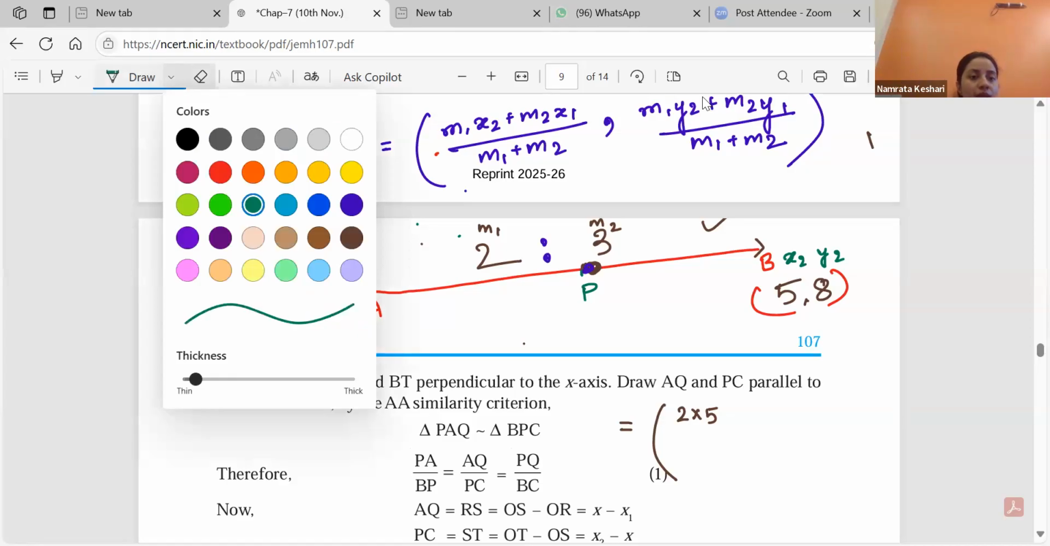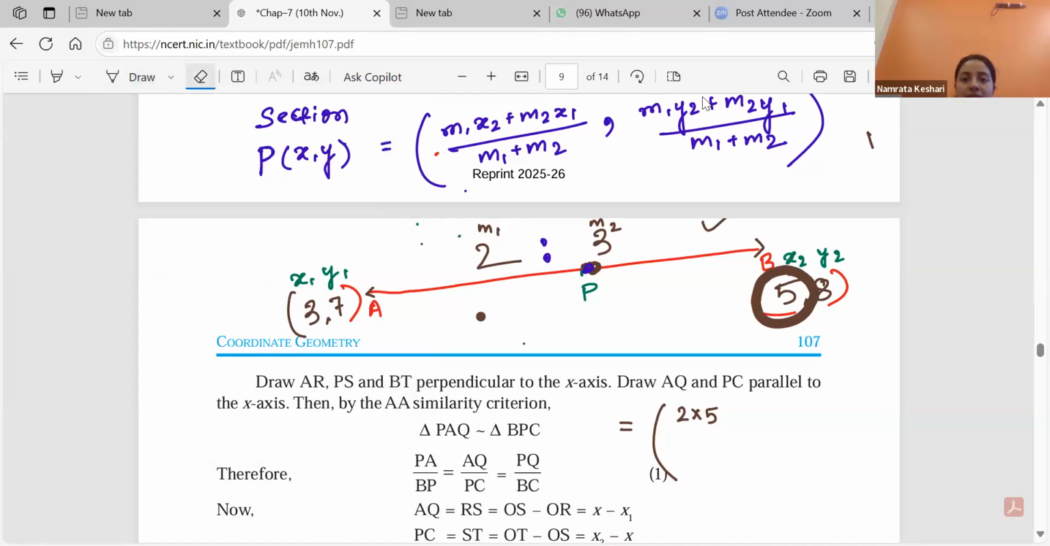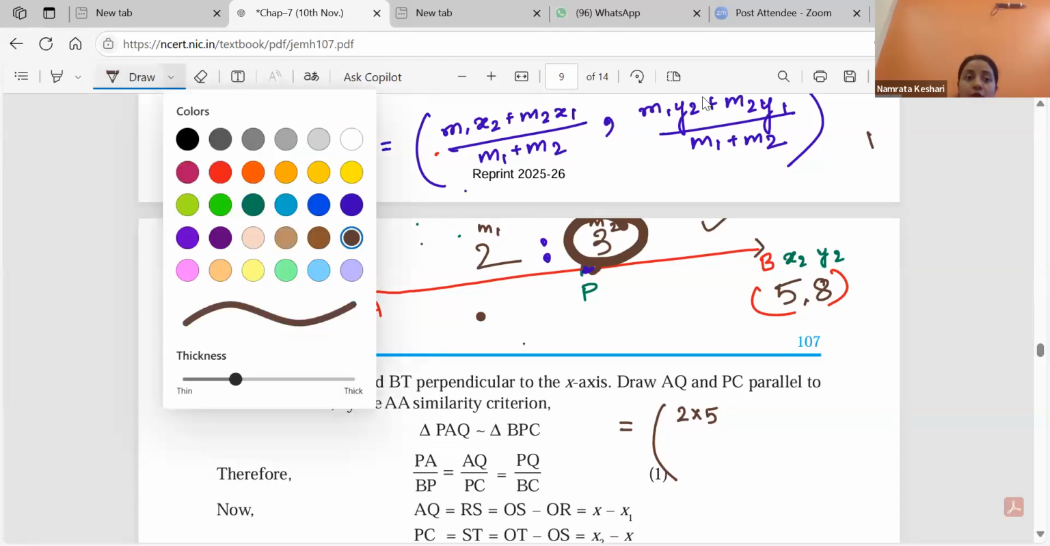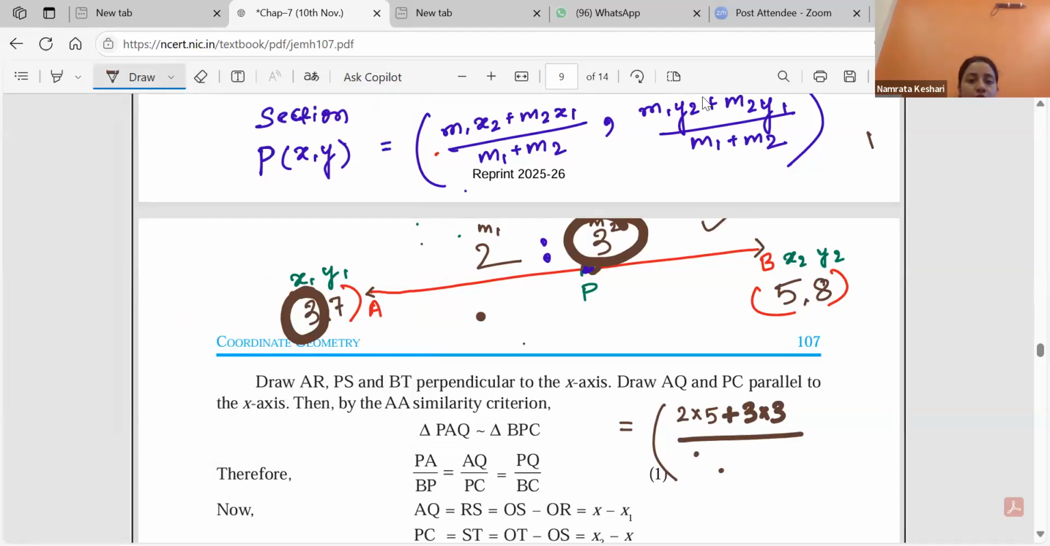Yes, ma'am. Okay, so you have to use the formula. The section formula says that you take m1 and multiply it with x2. Now take m2 and multiply it with x1. So I'm going to multiply 3 into 3. The formula is m1x2 plus m2x1 by m1 plus m2. Our m1 is 2, our m2 is 3. Got it? This will give you the x coordinate, just the x coordinate.